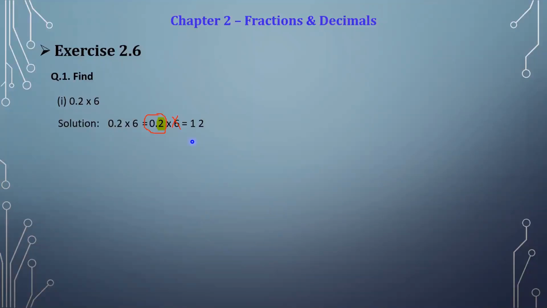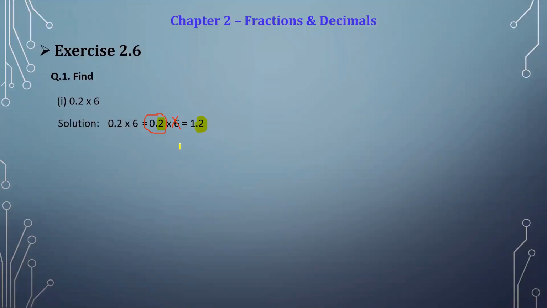So we are going to put that decimal point between 1 and 2. After putting it, only a single digit is present after the decimal point. Here, only 2 is present after the decimal point, which is a single digit. In this way, you have to keep the decimal point in the final answer.